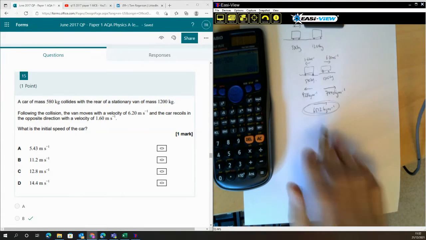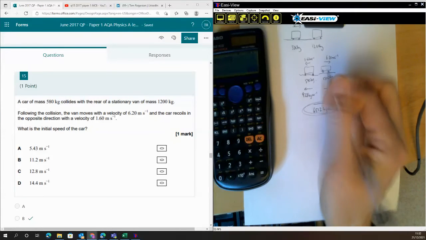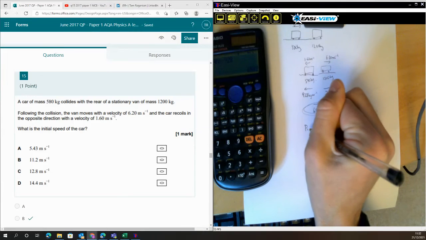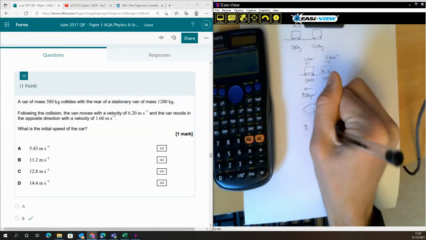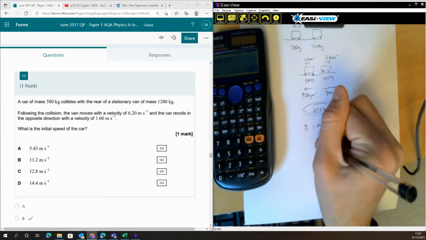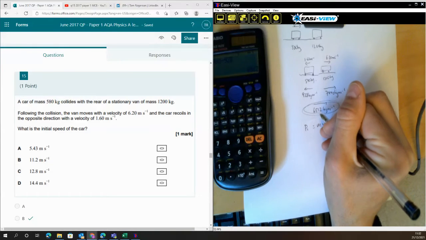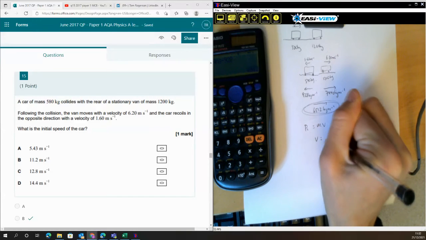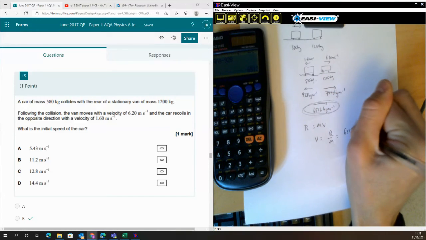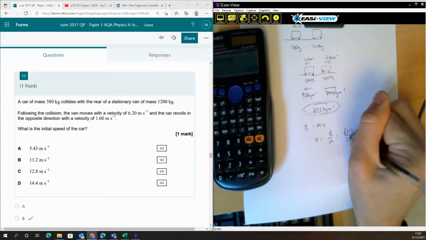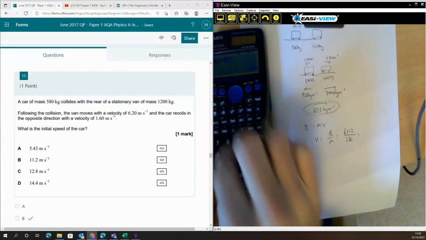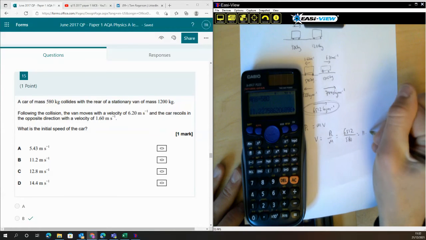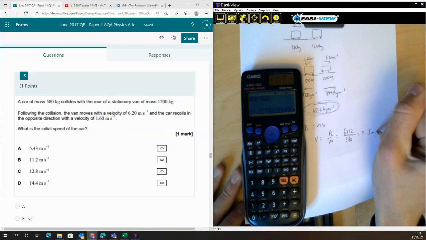So the initial momentum, only one of the vehicles is moving, and that's the car. So the momentum of the car initially is its mass times v, and we know what it's got to equal. It's got to equal 6,512 kilogram meters per second. So we can rearrange for v. We get pc over m. So 6,512 divided by the mass of it, 580. We divide those two, so divide by 580, and end up with 11.2 meters per second.